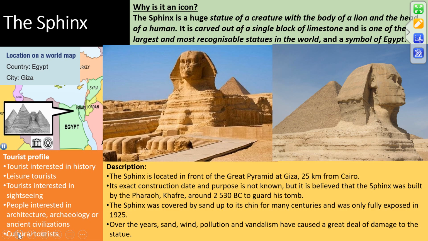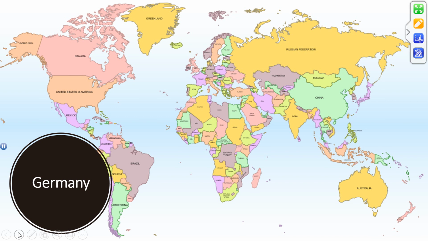If you look at the profile of a tourist visiting this attraction, it is exactly the same as the profile of the tourist visiting the Great Pyramids. There would be tourists interested in history, sightseeing, architecture, archaeology, and ancient civilizations, but then also leisure tourists, cultural tourists, and tourists interested in sightseeing.